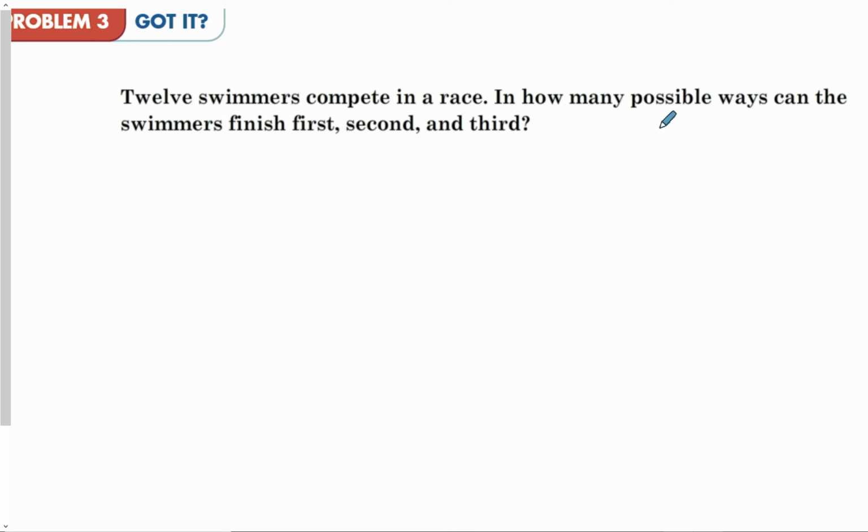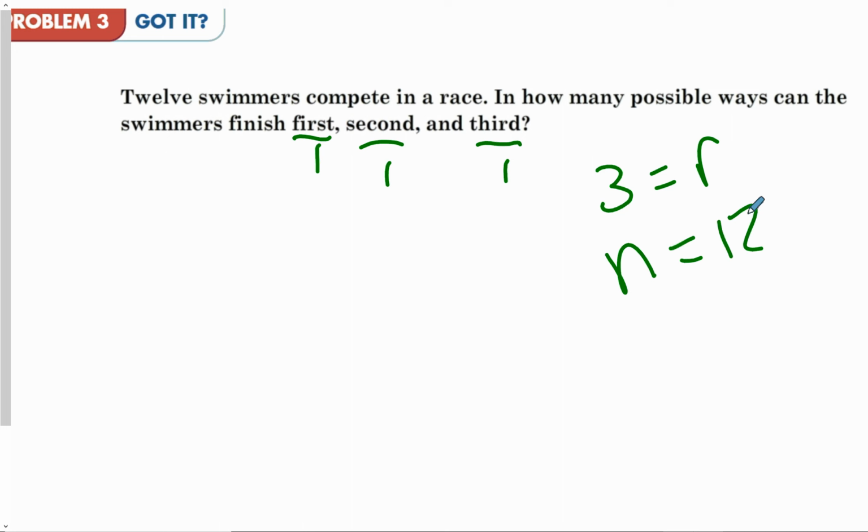Okay, how many ways can 12 swimmers finish first, second, and third? Again, does order matter? Does it matter if you finish first, second, or third? Yeah, it does, right? So those are your 3 spots. So you have 3 spots, so that equals your R. And now how many racers do you have? And so you have 12, right? So go ahead and figure out what that is. And there you go.